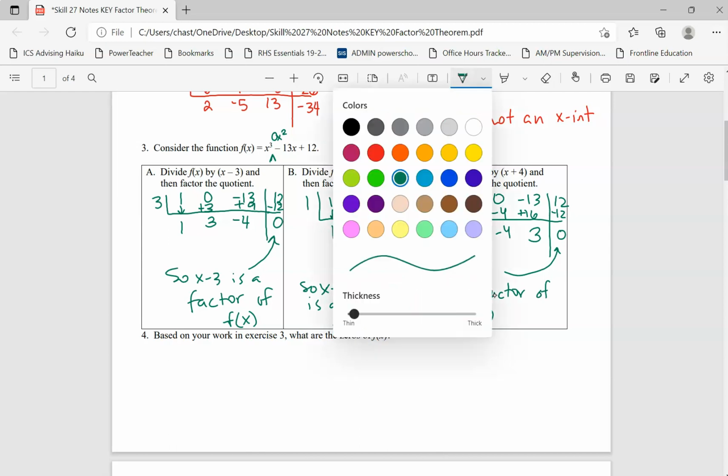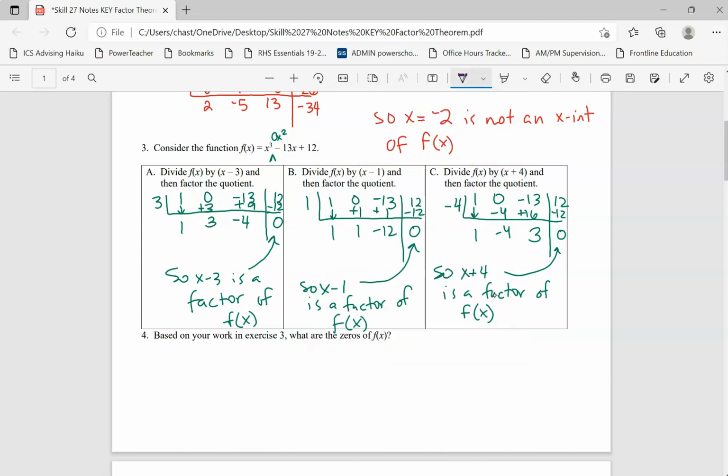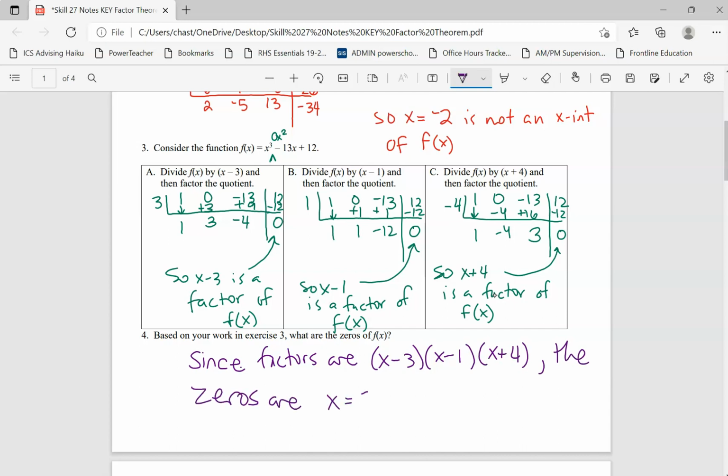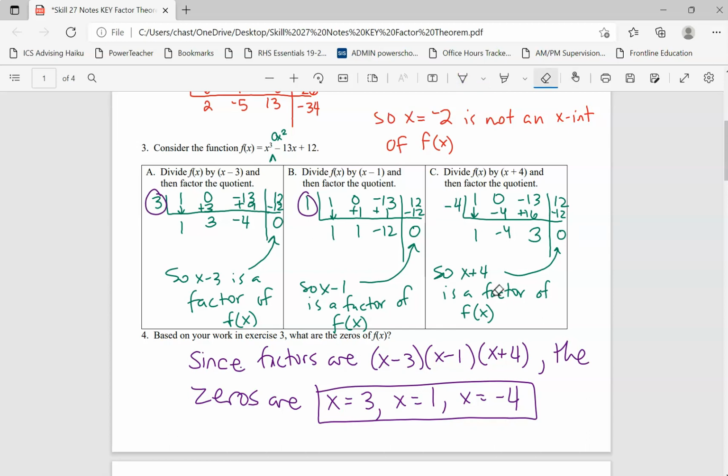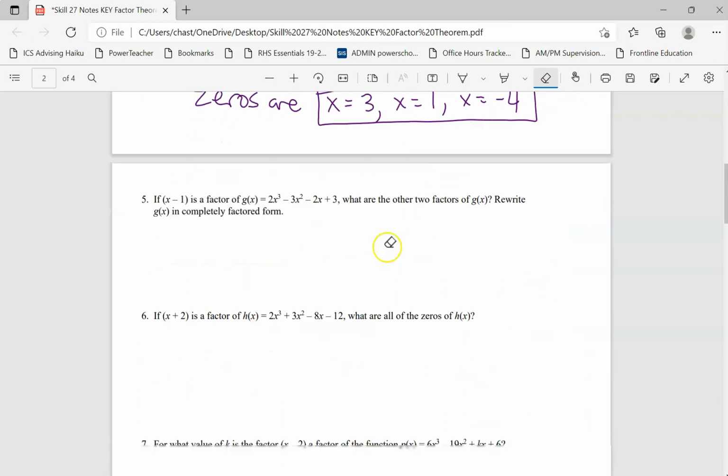So based on the work that we did in number 3 here, what are the zeros of f of x? So since the factors are x minus 3, x minus 1, x plus 4, the zeros are x equals 3, x equals 1, and x equals negative 4, which are just precisely those numbers that are on the outside of the division symbols. All right, so that's how we use the factor theorem.